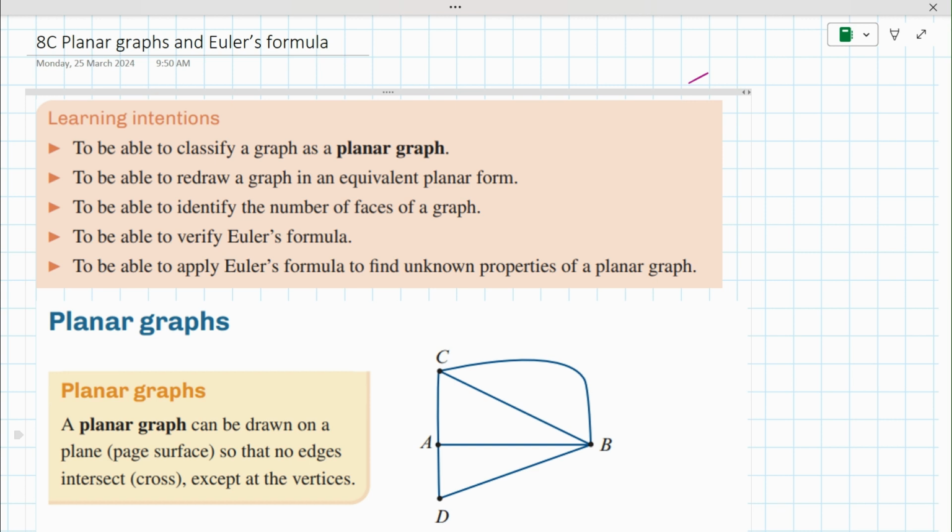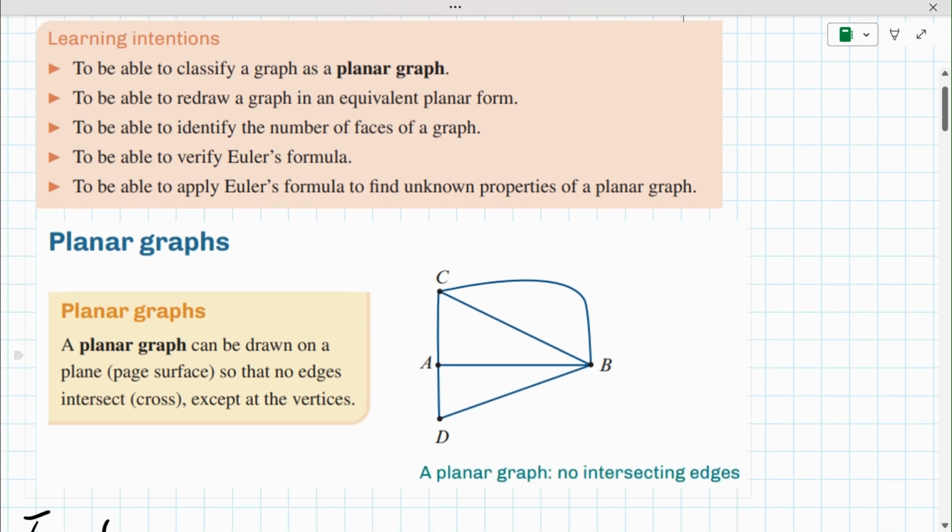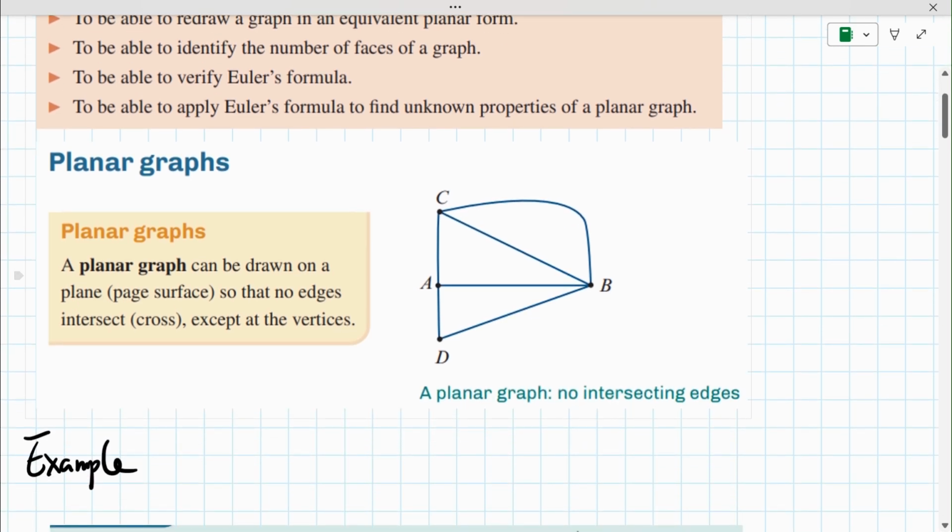The first thing is to classify the graph, what a planar graph looks like, and redraw it into planar form. In the second half we'll look at Euler's formula, which is used to find unknown properties of the planar graph. The planar graph is actually pretty easy to understand.